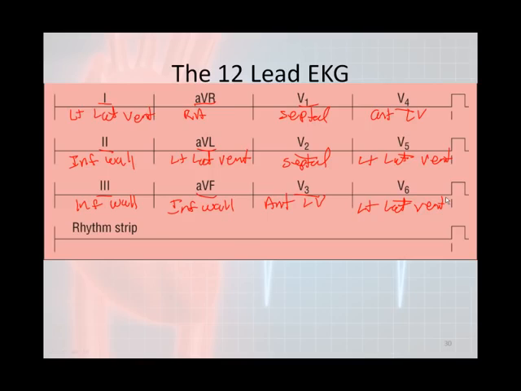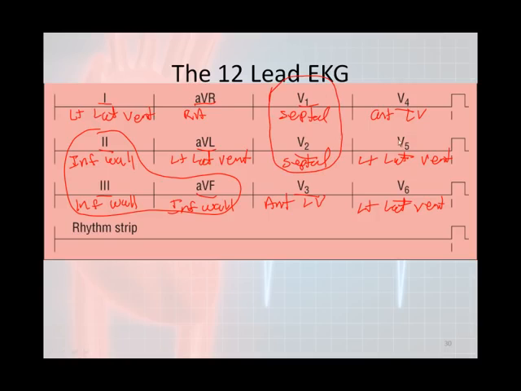So if you wanted to look at the inferior wall of the heart, what you would do is look here at 2, 3, and AVF. This is where you would want to look if you were looking at the inferior wall of the heart. If you wanted to look at the septal, you would look here at V1 and V2.